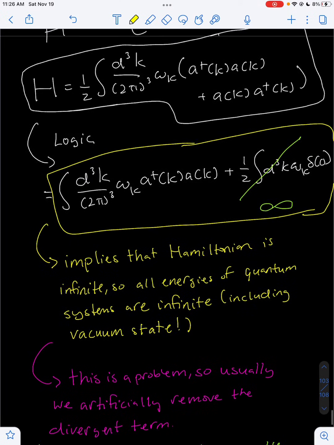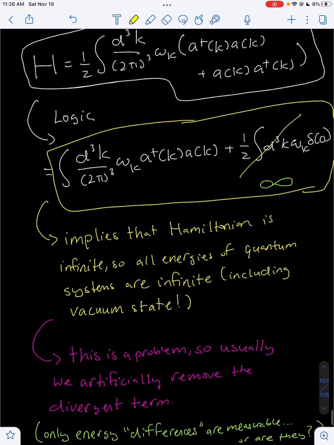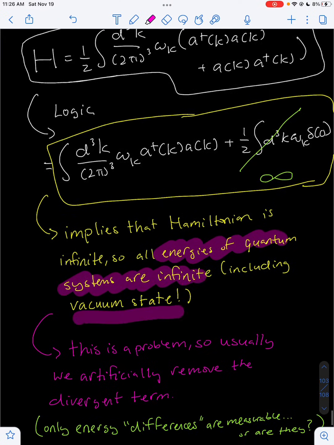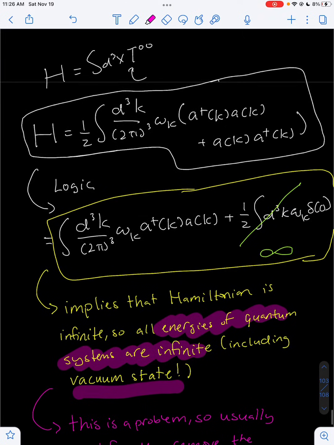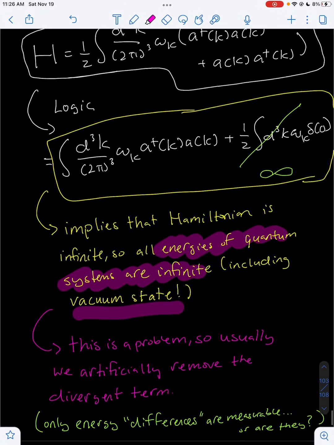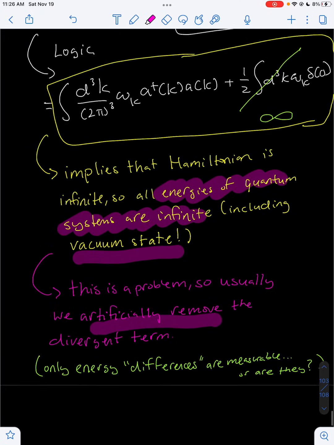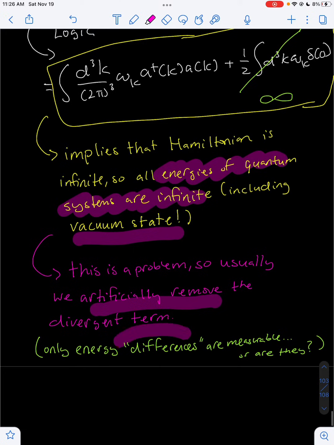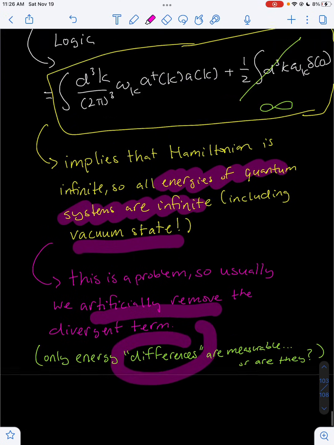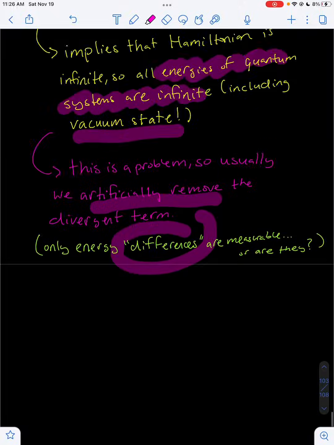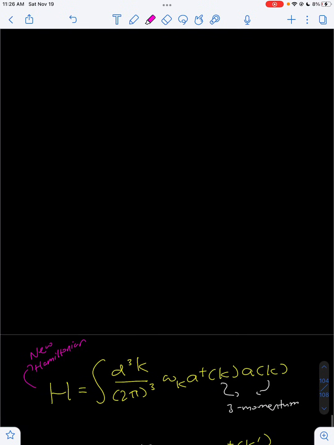And like before, the second term will diverge to infinity, which implies that our Hamiltonian is actually infinite, meaning that all energies of our quantum systems are also infinite, including the vacuum state, which is obviously a problem. So usually we artificially remove this divergent term, and some of the reasoning here is that only the differences in energy are actually observable. And by removing the divergent term, we get this Hamiltonian right over here.